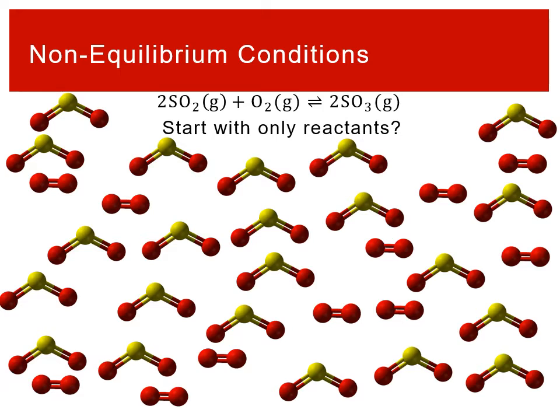But I don't usually start at equilibrium. Usually I start with only one side. So I start with only reactants, right? That's how we've done chemistry before. We mix SO2 and O2. That's what we've defined as the reactants. And we let them react. And so we know if we start with only reactants, we have to make products.